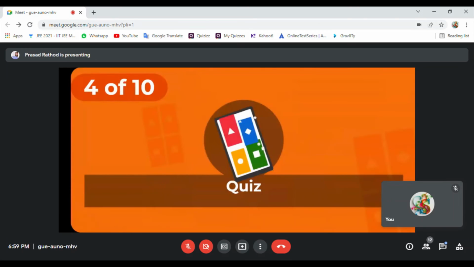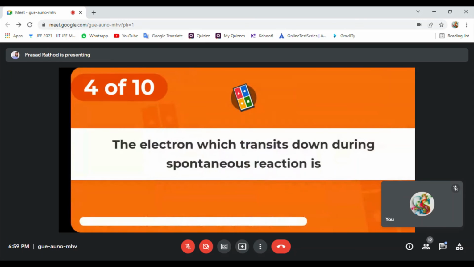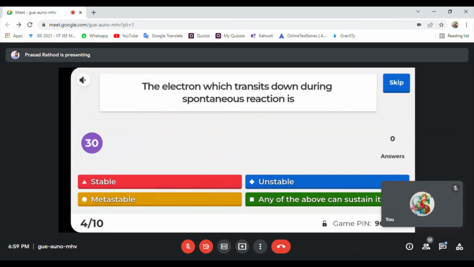So the next question is: an electron which transits down during spontaneous radiation is basically stable for red, unstable for blue, metastable for yellow, and any of the above can sustain it for green. The electron which transits down during spontaneous radiation is of what nature? Stable for red, unstable for blue, metastable for yellow, and any of the above can sustain it for green.